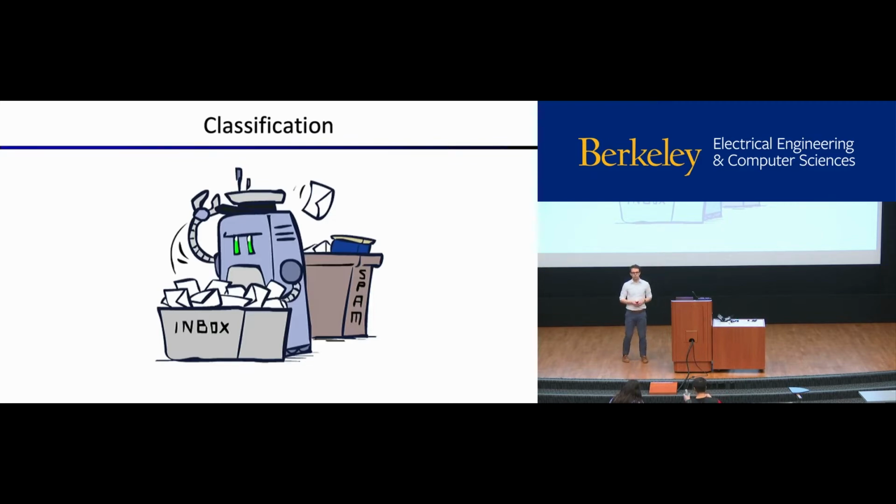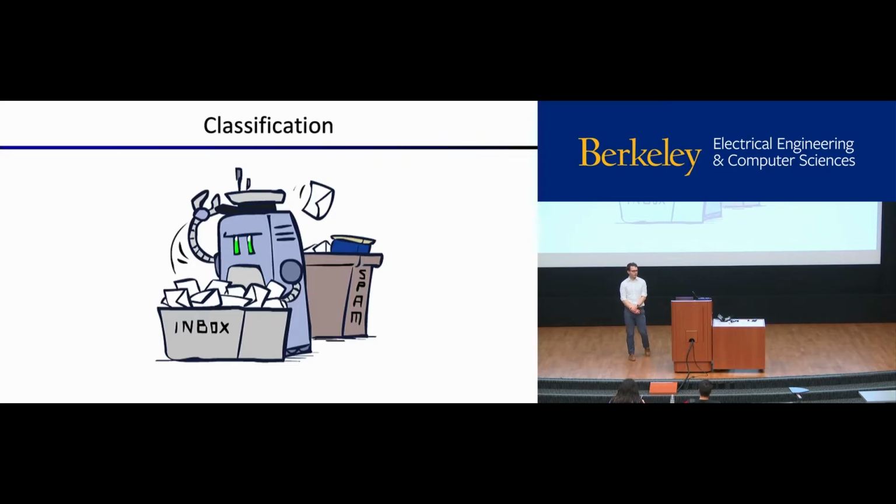Imagine that you're this robot sitting somewhere in a mail sorting facility. You get all these messages in your inbox, and you have to decide which of these messages are spam and which are not spam. This is a very important task. Thankfully, this person keeps our inboxes relatively spam-free. And how does that work?